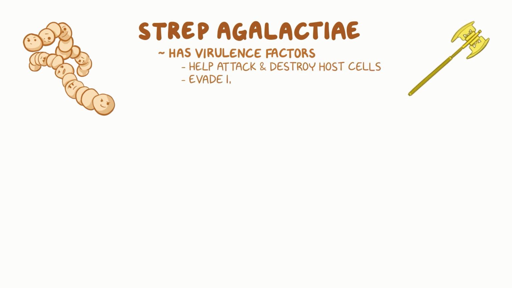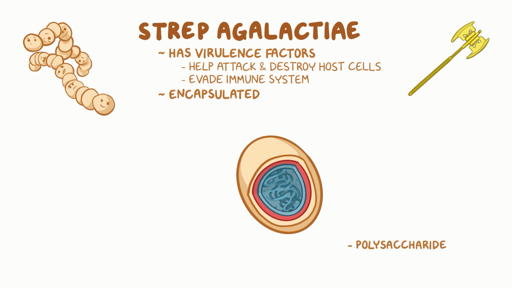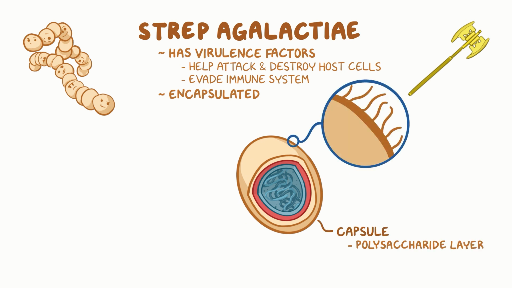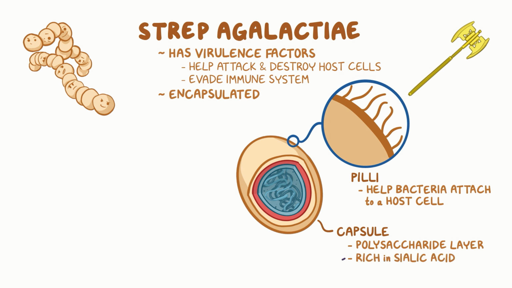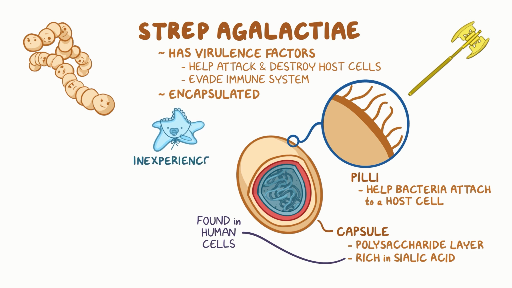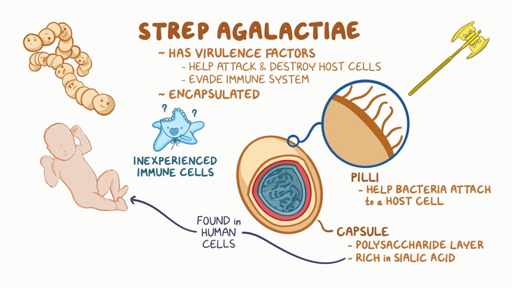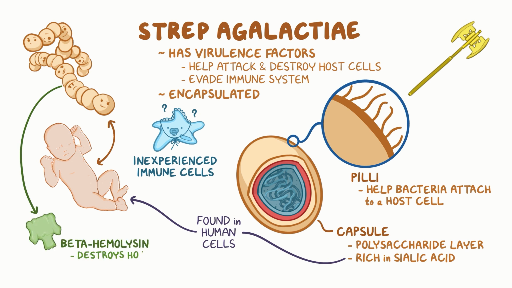Alright, now Strep agalactiae has a number of virulence factors that are assault weaponry and help it attack and destroy the host cells, and evade the immune system. First, Strep agalactiae is encapsulated, meaning it's covered by a polysaccharide layer called a capsule. The capsule also has pili, which are hair-like extensions that help the bacteria attach to a host cell. Additionally, the capsule is rich in sialic acid, which is a substance that can also be found in human cells. So inexperienced immune cells, like that of a newborn, might confuse Strep agalactiae with self cells, allowing it to survive inside the body. And finally, Strep agalactiae makes beta hemolysin, which destroys the host tissues and causes hemolysis, meaning it destroys red blood cells.